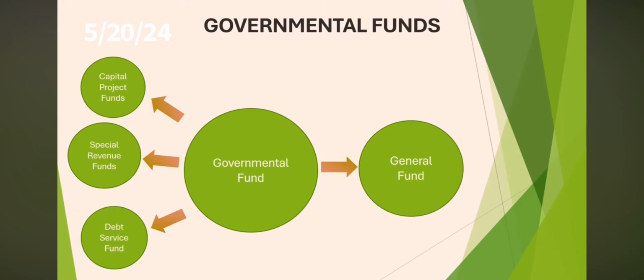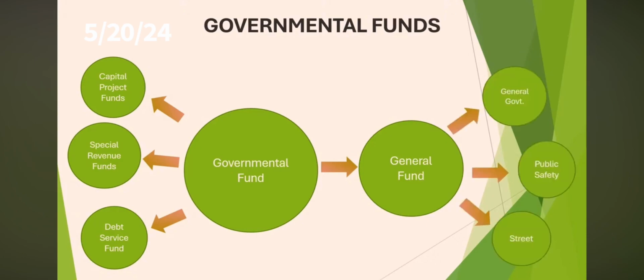And what's special about these types of funds is when funding goes into each specific fund, if it isn't expended at the end of the year, the money generally stays in that fund. It isn't used for any other purpose. And that also applies to other funds like the enterprise funds that we'll talk about here in a minute. The biggest of the general fund includes things like general government, public safety, and streets.